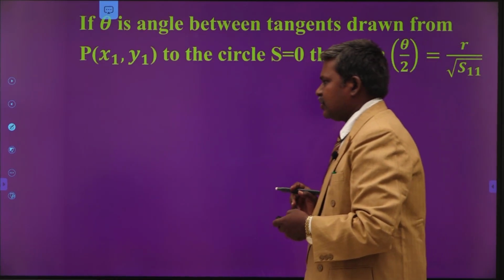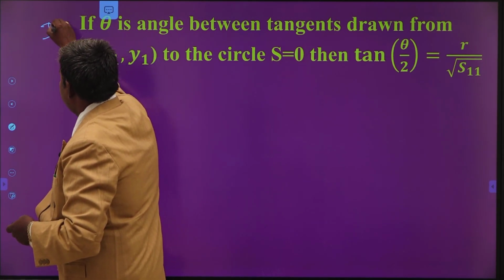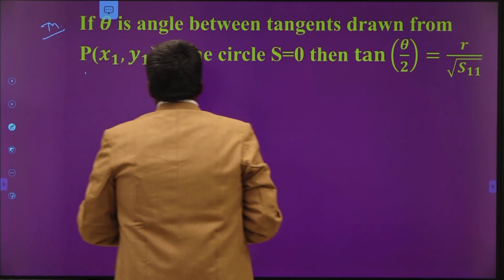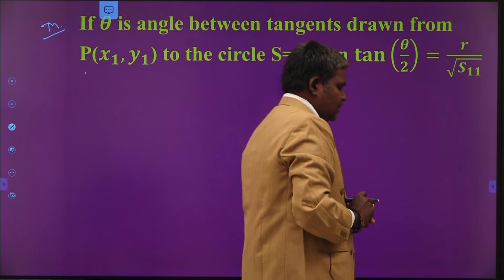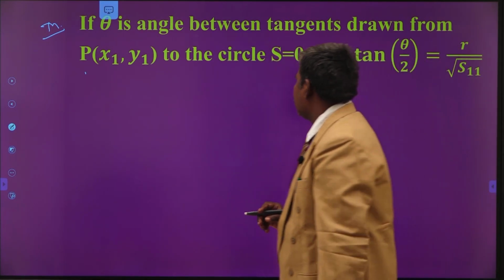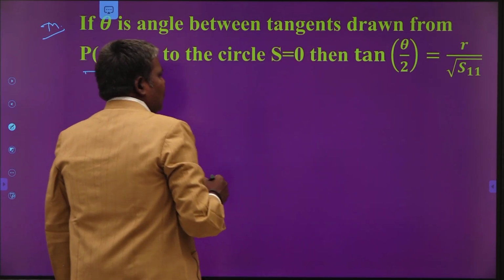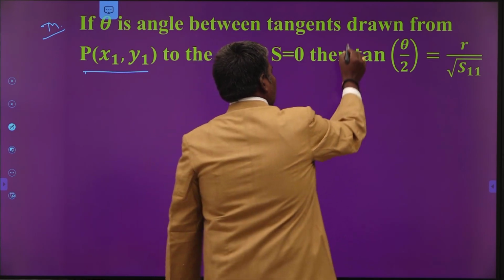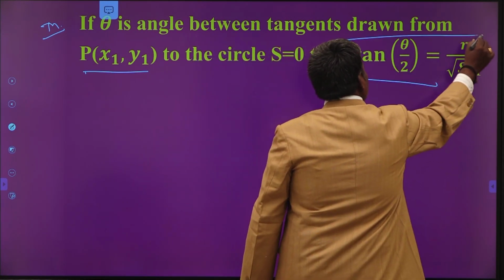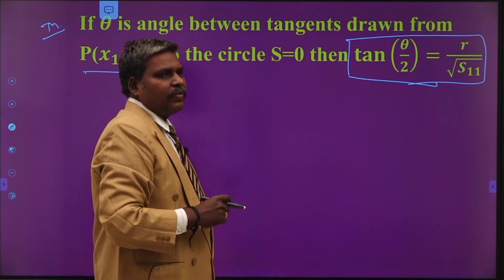See the next theorem or concept. What is that? Theta is the angle between the tangents drawn from your point P (x1, y1) to the circle S = 0. Then tan(theta/2) = r/root S11. You are going to prove that. Tan(theta/2) is what? r by root S11.